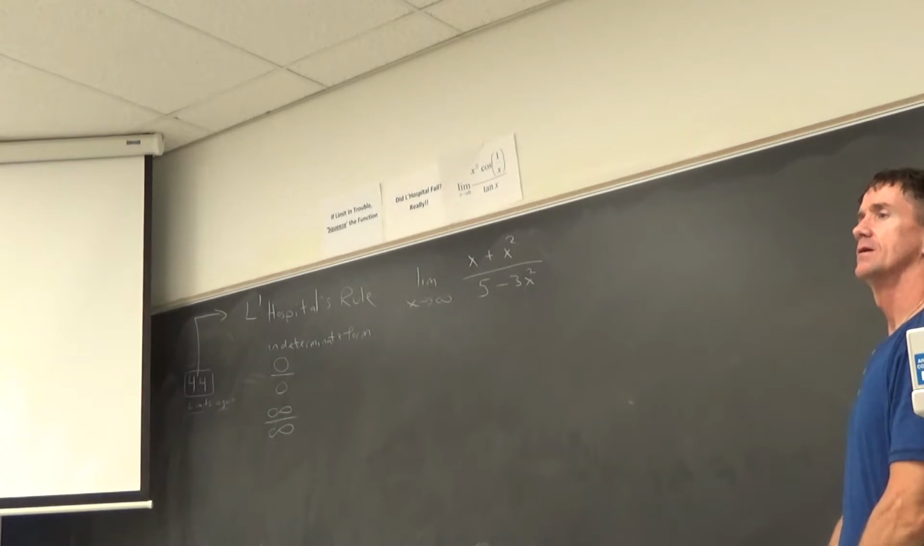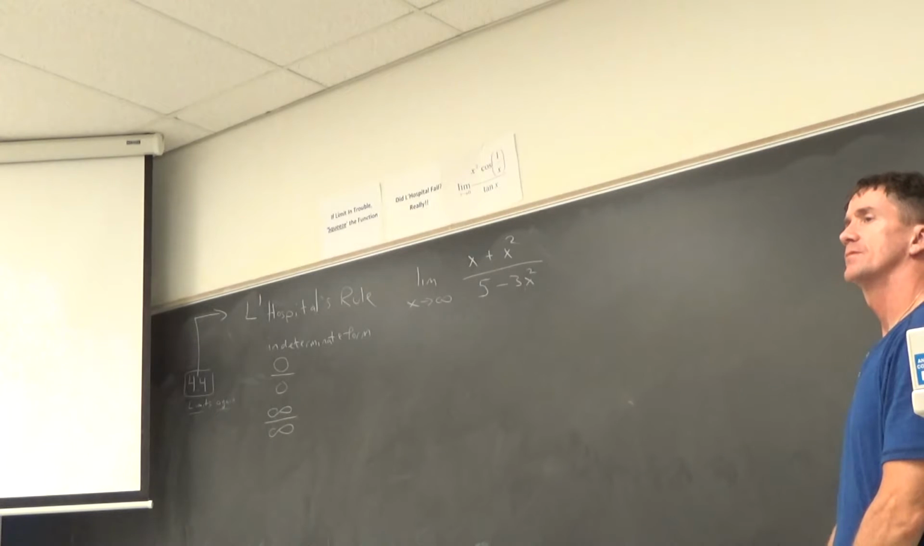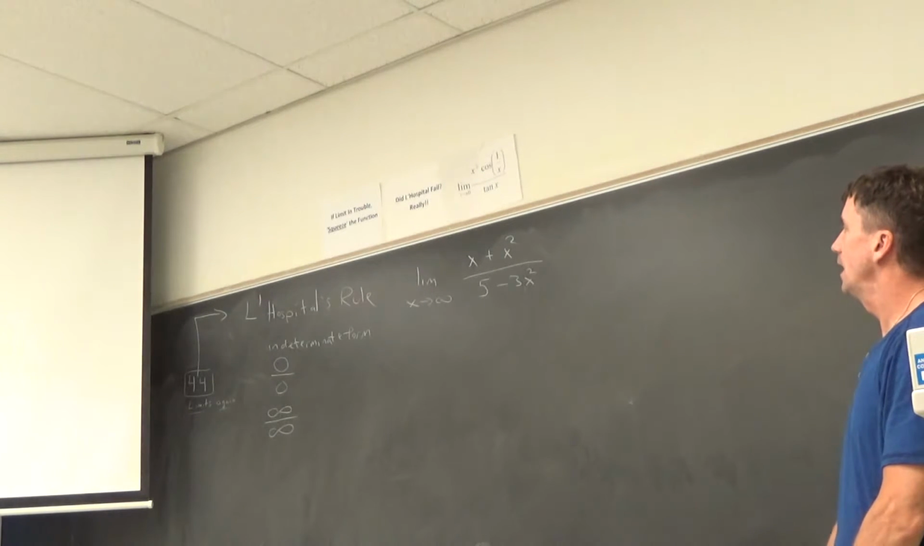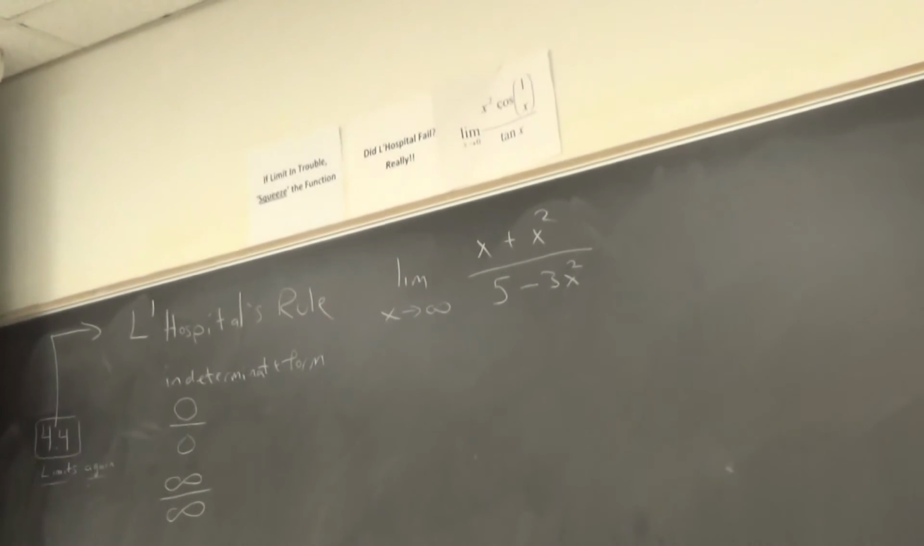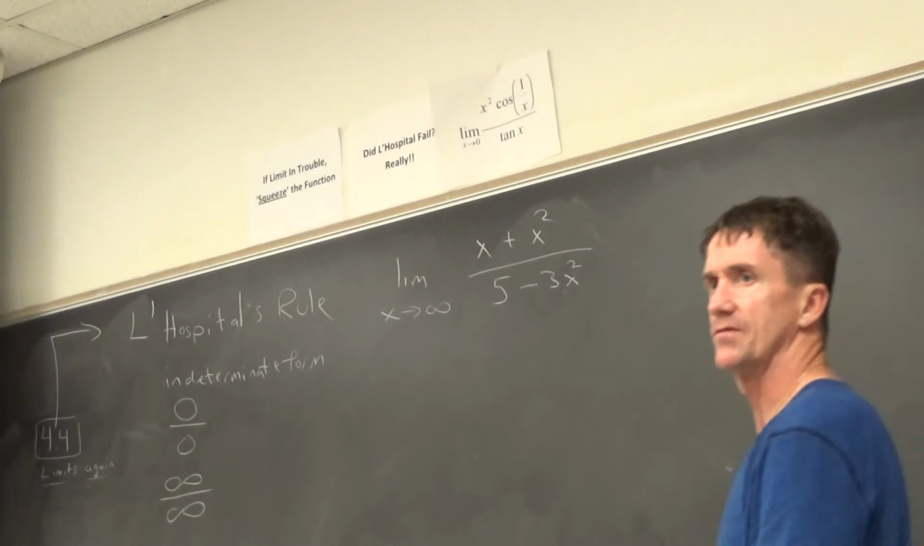Everyone, what do y'all think? Can I do L'Hopital? Yes, I agree. x plus x squared: infinity plus infinity squared, over 5 minus 3 times infinity squared. It sounds like I get an infinitely large number over a negative infinitely large number.